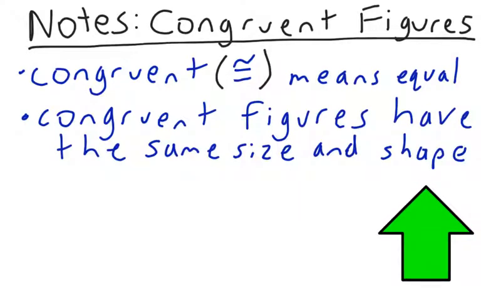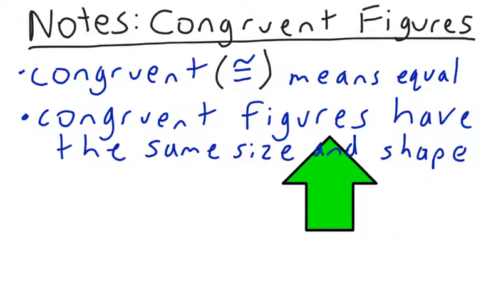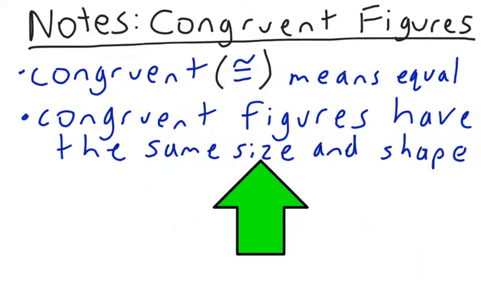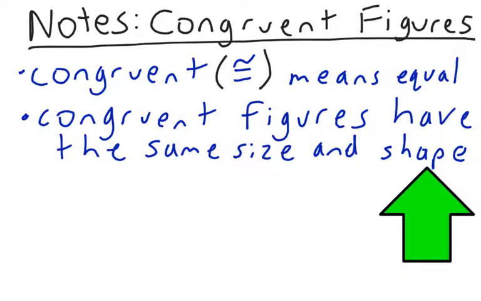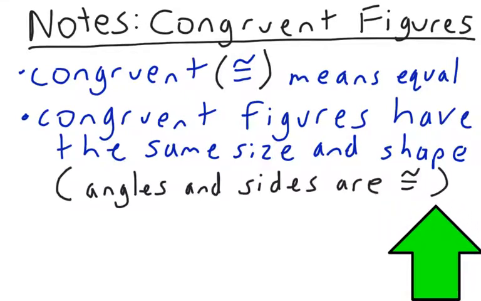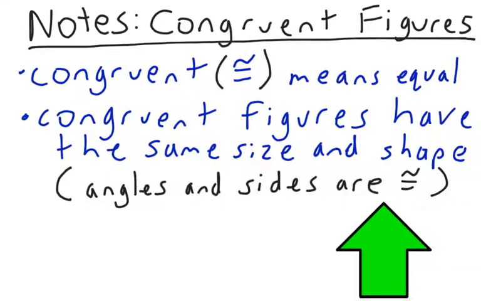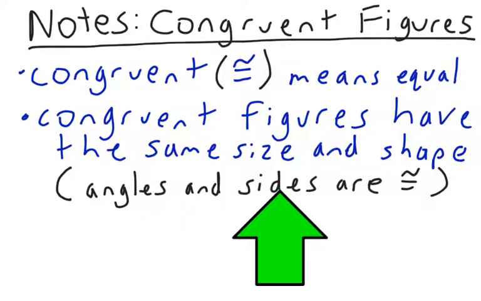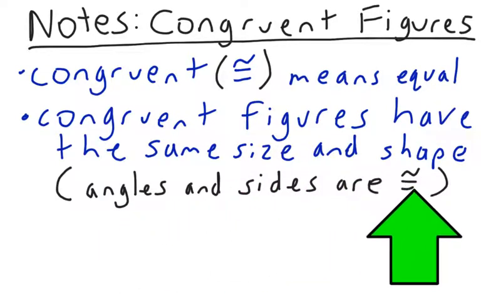Now, congruent figures takes it a step further. They not only have the same size, they also have the same shape. And this means that their angles and their sides are congruent.